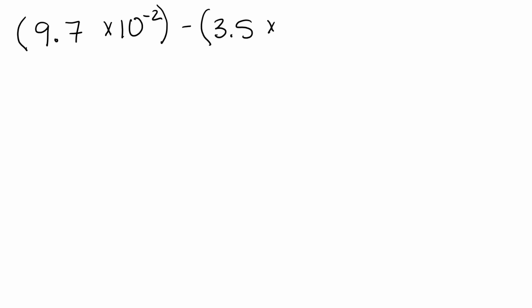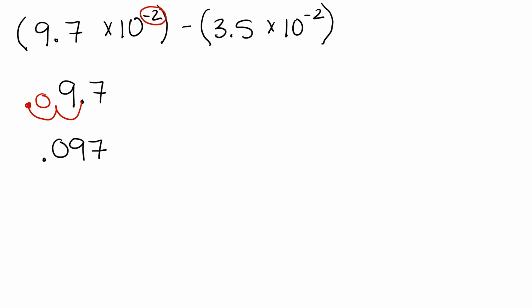For number 10, we have the problem 9.7 times 10 to the negative 2nd, and we're going to subtract that from 3.5 times 10 to the negative 2nd. Just like when we add and subtract, we're going to start by moving the decimal point, so that way we can write our answers in standard form. For 9.7, we're going to move the decimal 2 times. So we go 1, 2. Notice we moved it to the front because the exponent is negative. Negative exponents represent small numbers, and small numbers have the zeros in front. Rewriting our answer nice and neat, we get 0.097.